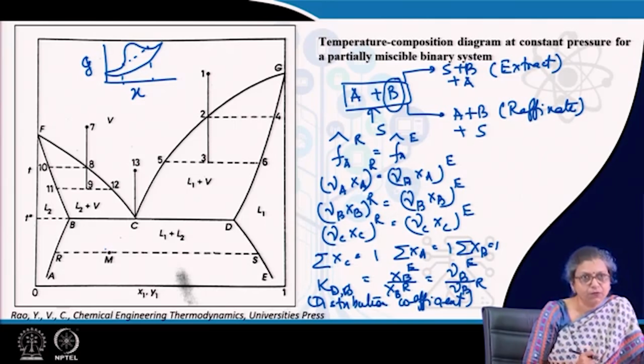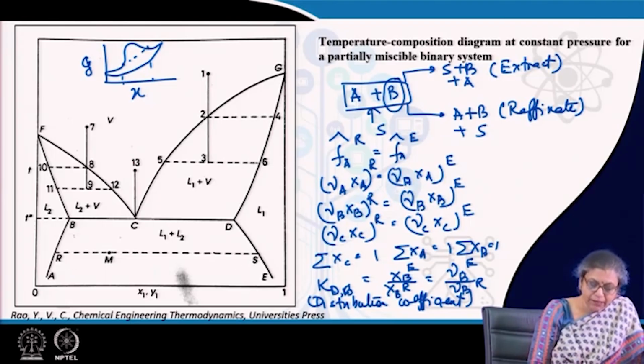And remember one thing: liquid equilibrium is influenced by temperature, but it is independent of pressure. So, we would always like to operate at higher and higher pressure in order to ensure that the existence of two liquids can be extended over a larger range of composition, and we do not enter the vapor range.